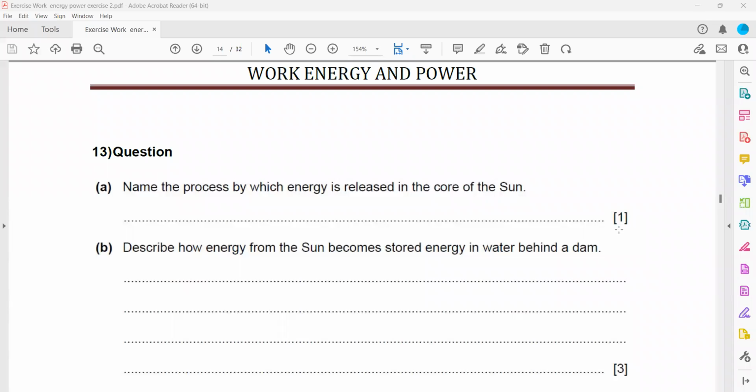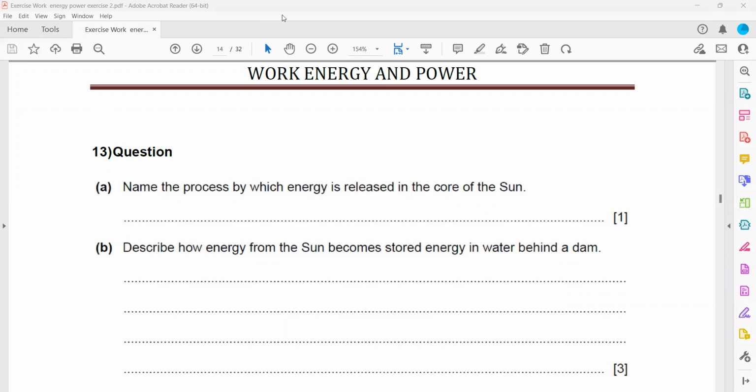The work, energy and power. Question 13. Name the process by which energy is released from the core of the sun. So that is nuclear fusion. That's right. Good.